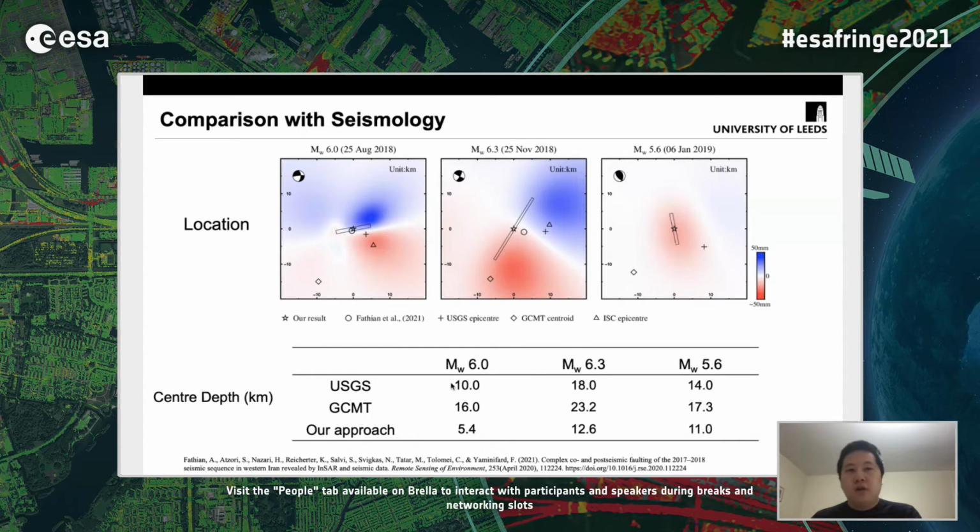Also, the true values of location and centroid depths cannot be known without near-field constraints from, for example, a dense aftershock survey. From the deformation pattern shown here, we believe InSAR provides better constraint for location and more informative depth information.